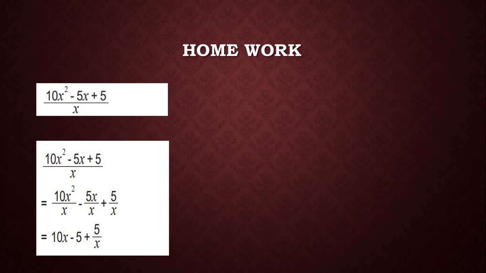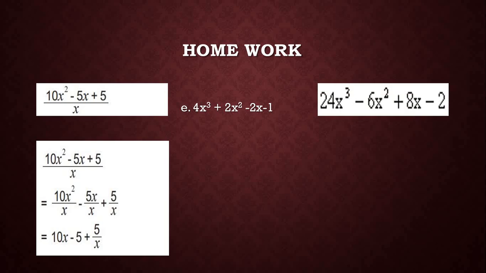So here's just a little bit something for you to work on, and I expect this the next time we meet. The first sum that you're going to do is 4x to the power of 3 plus 2x to the power of 2 minus 2x minus 1. The second one that you're going to do is 24x to the power of 3 minus 6x squared plus 8x minus 2.